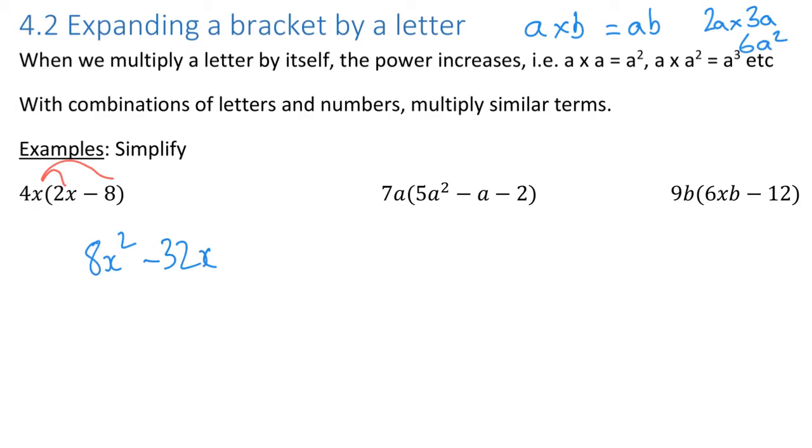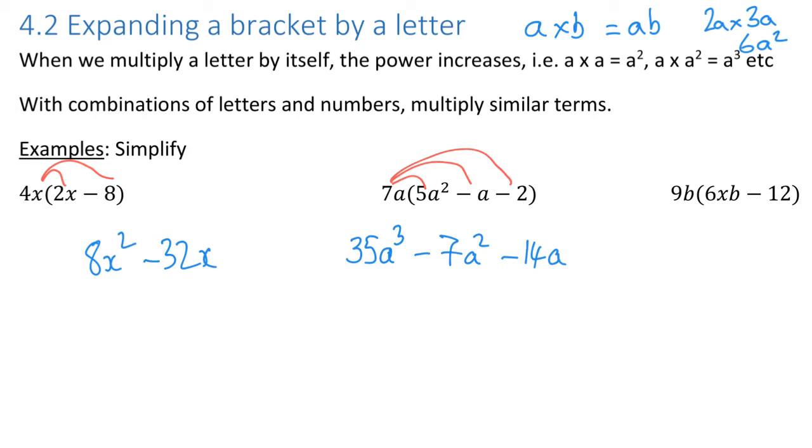Example 2 then, we've got this 7a upon 5a squared minus a minus 2. So we're going to multiply the 7a by the 5a squared, by the minus a and the minus 2. So 7a times 5a squared: 7 times 5 is 35, and then we've got a times a squared, which is a cubed. Then we've got 7 times the minus a, so that's going to be minus 7, and then a times a is a squared. And then 7 times minus 2 is minus 14, and there's no other letter, so it's just 14a.